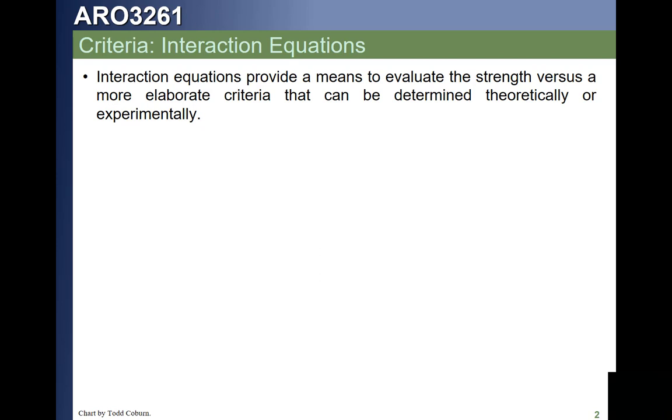However, interaction equations allow us to develop coefficients which tell how those stresses should be added together from a semi-empirical method, like from testing, and then to turn it into an equation which then can be evaluated versus more testing. So we're going to look at that and how it works today. So we could say that interaction equations provide a means to evaluate the strength to a more elaborate criteria, which could be determined either theoretically or experimentally.